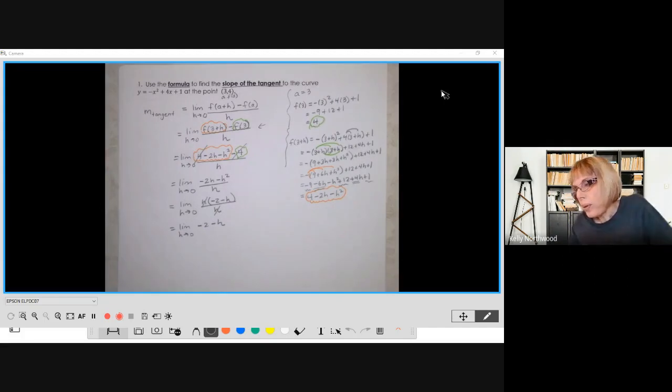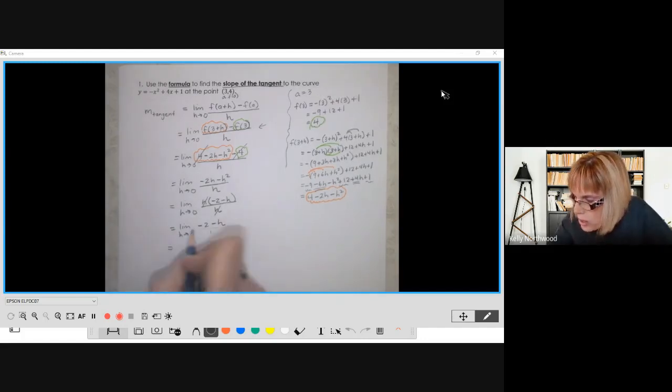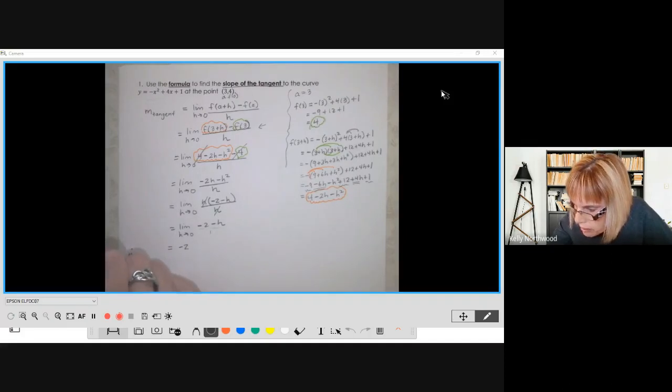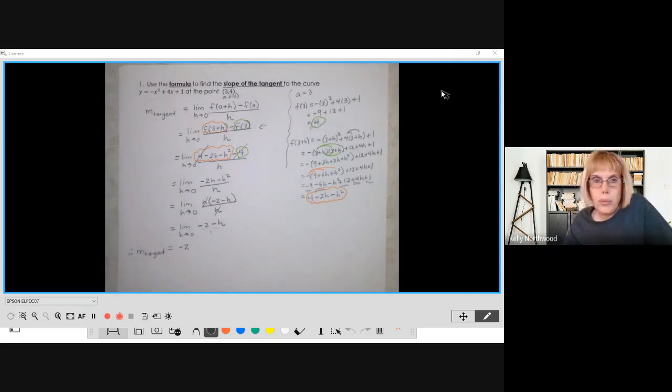Now it's okay to let h approach 0 because the denominator is really a 1, we just don't see it. So it's not affected by letting h approach 0. As we let h approach 0, -2 minus h approaches -2. So then I go back over here. Therefore, m tangent equals -2. That means the slope of the tangent to that curve at the point (3, 4) would be -2.